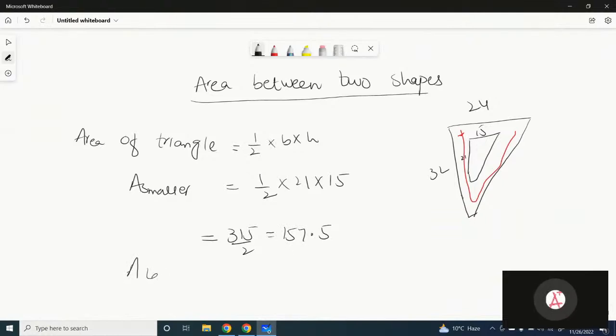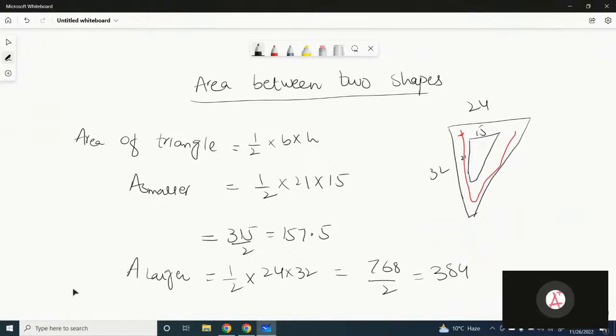Let's just find the area of the larger triangle. It would be half times 24 times 32. So 24 times 32 is 768. Just divided by 2, it would be 384. That means the area of the greater triangle is 384.